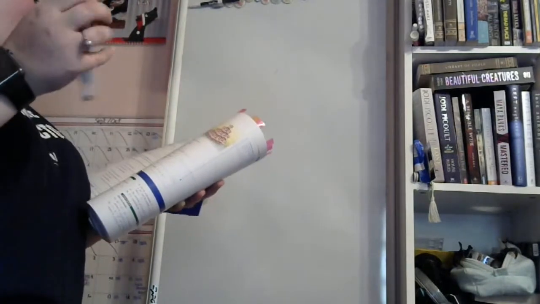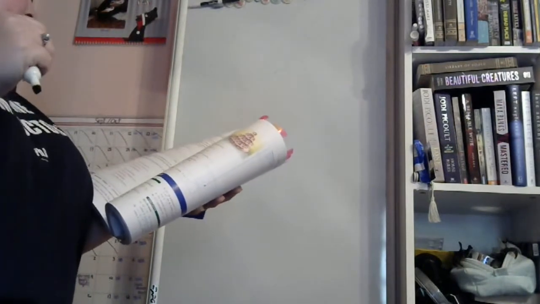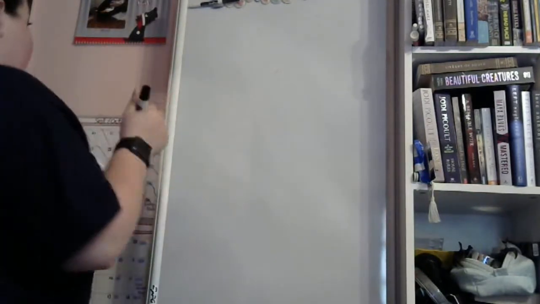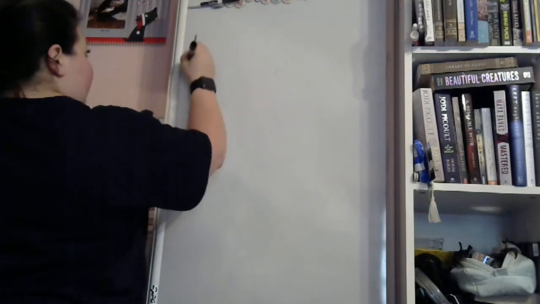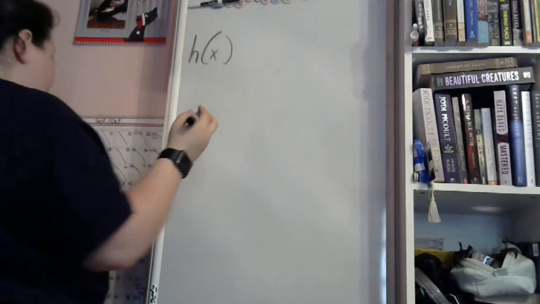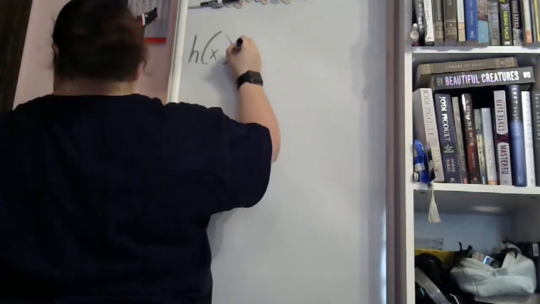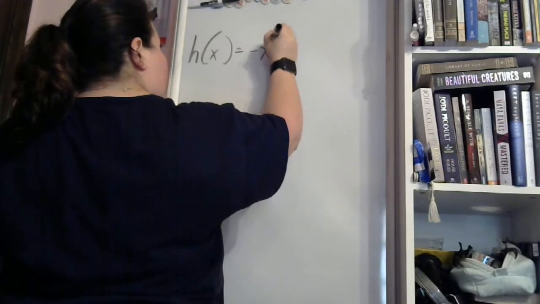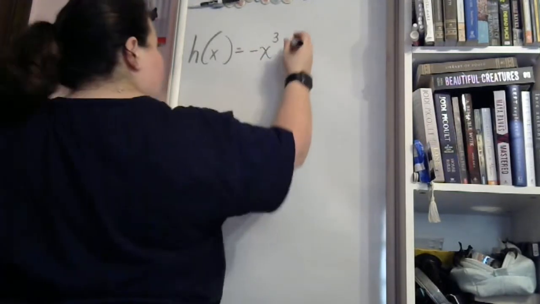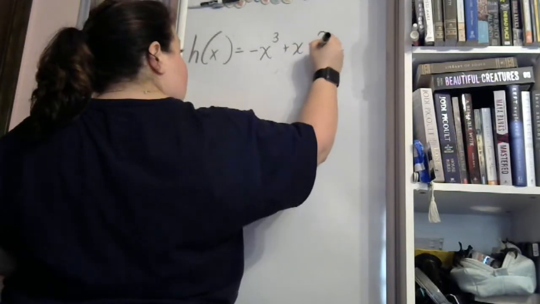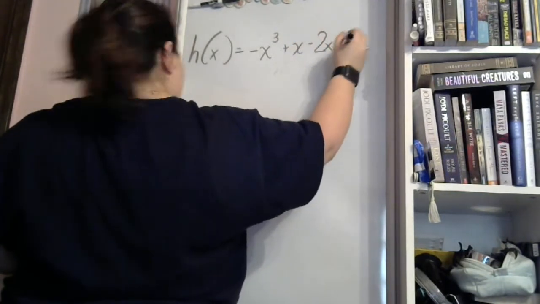Okay. So let's look at self-check number 4. This is still on page 418, and there is an A and there is a B. So this one's an h of x. And again, you'll notice the equation is just longer. That's okay. So negative x to the third, I really hope I can write this the whole way over, plus x minus 2x plus 3.